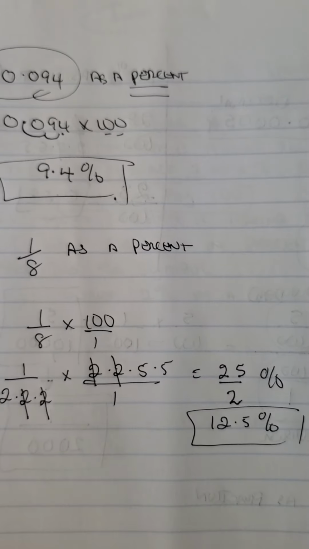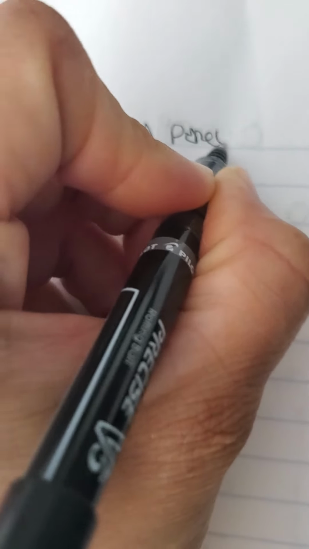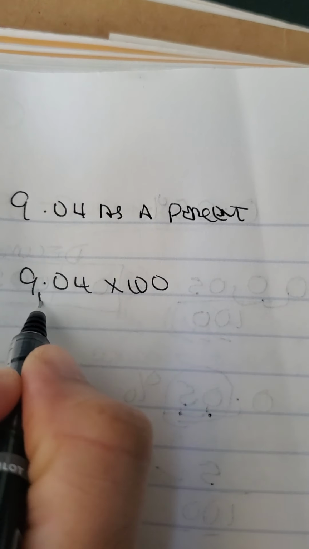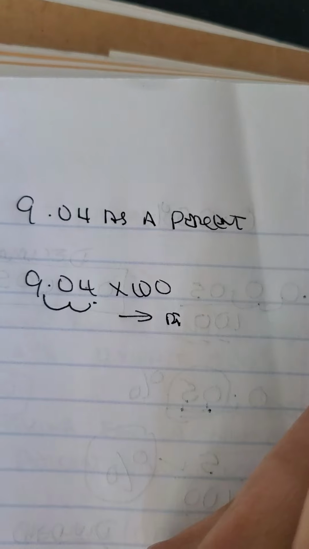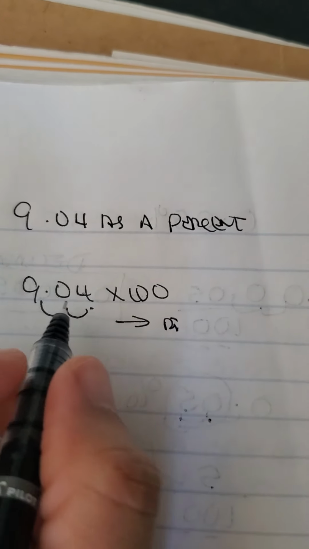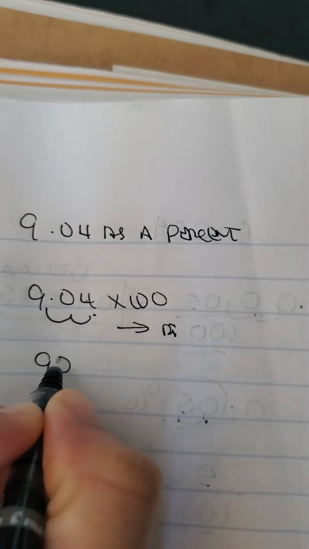Alrighty, let's try another one. Here they want us to convert 9.04 as a percent. And again, it's going to be times 100 because we don't see the symbol, which simply means move 2 decimal places to the right. We move right when multiplying, left when dividing. So this is actually 904%. Believe you me, it is.